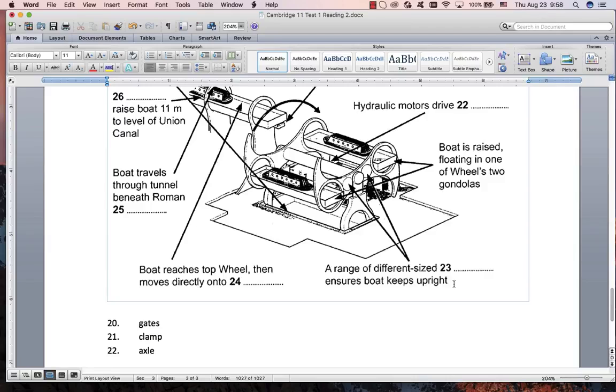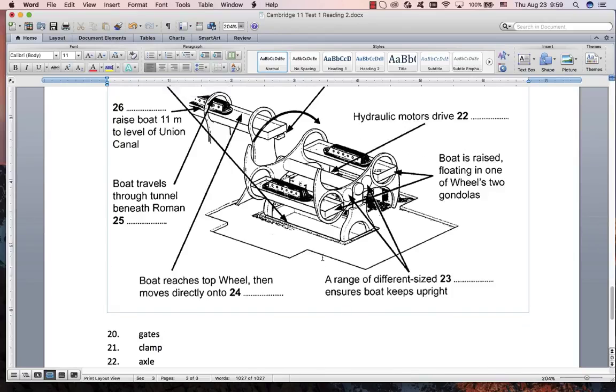Remember in the grammar video I said look at the words around: numerous, many, certain, various. You have plural countable nouns after those and after a range of. Great. So we're looking for a plural countable noun here. This one was difficult, but if you know that you're looking for a plural, it becomes a bit easier. Different sized... ensure both upright.